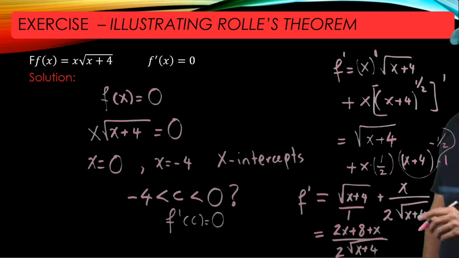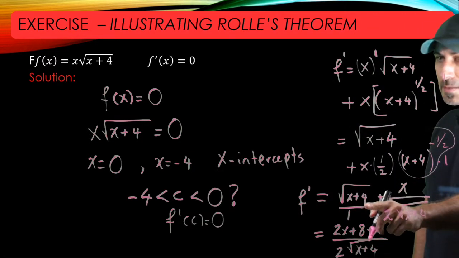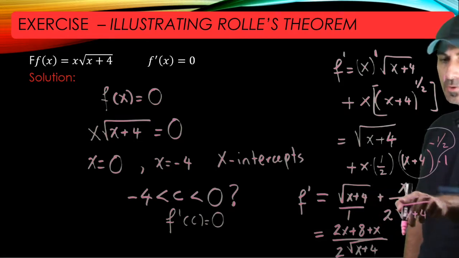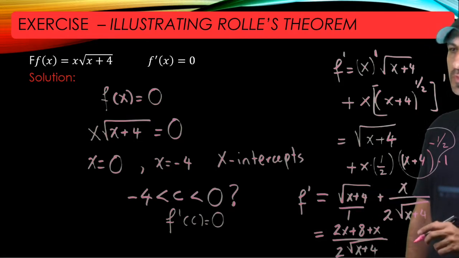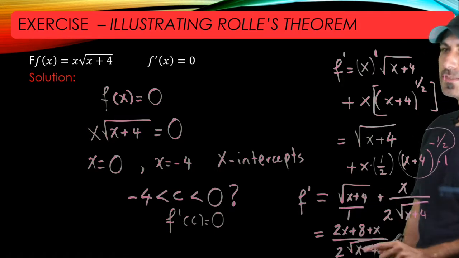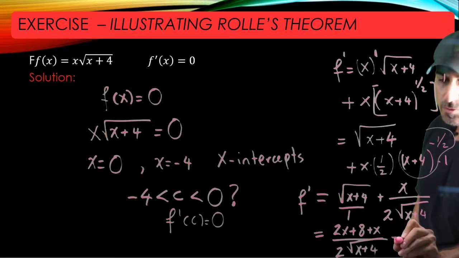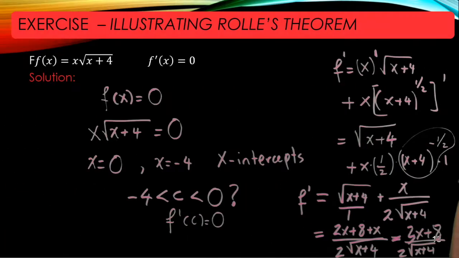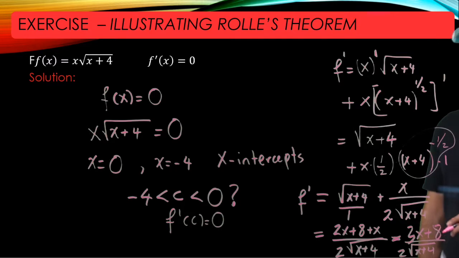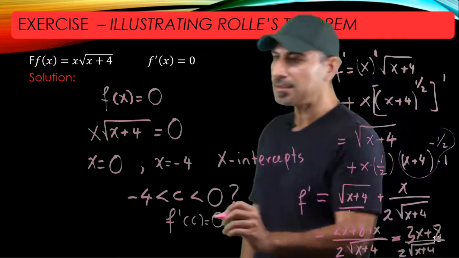All right, after we multiply the top and the bottom by the common denominator, you have 2 times radical x plus 4 times radical x plus 4, which is 2 times x plus 4, which is 2x plus 8. And you have another x here, so in turn you have 3x plus 8 over 2 radical x plus 4. All right, this is f prime. So we're looking for a c such that f prime at c is equal to 0. So let me just write that here.